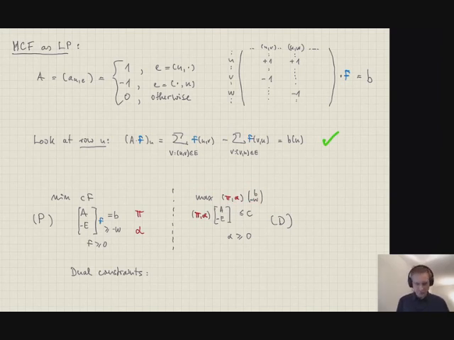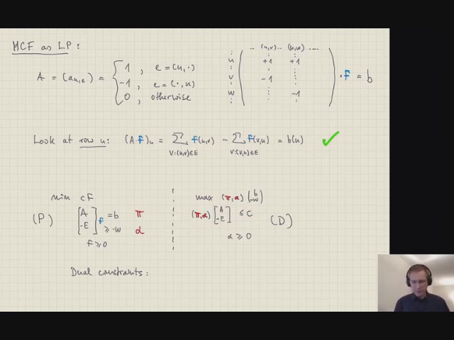And what are the dual constraints? Well, that was dual variables times constraint matrix is at most the cost function vector here. So I write down what that is. So here's the dual variables times the constraint matrix is at most C. Okay. So I do have a dual constraint for each of the edges in the graph.